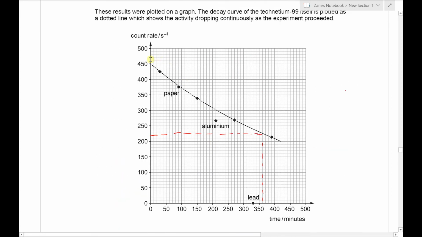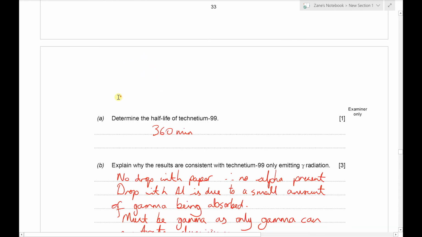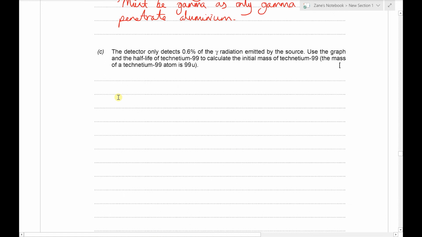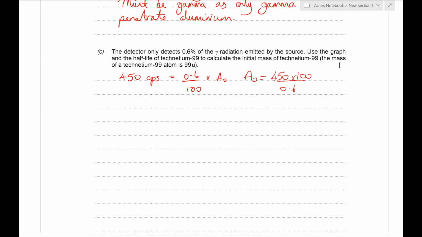So let's do this in bits. The initial activity, or the initial count rate from the graph, is 450 counts per second. So what we basically have is that 450 counts per second is 0.6% of the initial activity. If we rearrange this, the initial activity is 450 times 100 over 0.6, which will give us 75,000 becquerels.